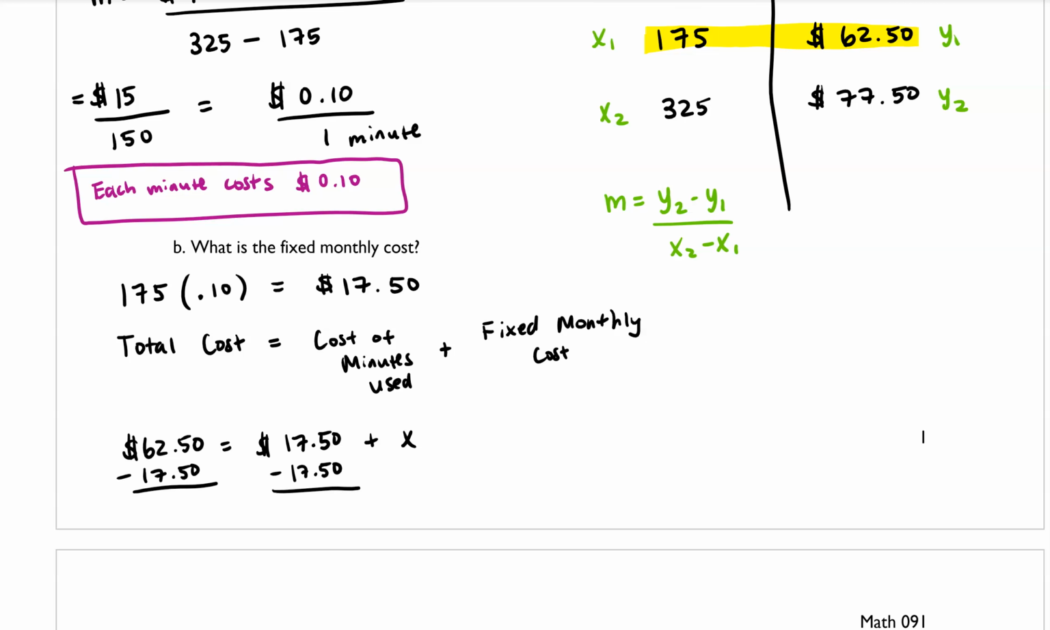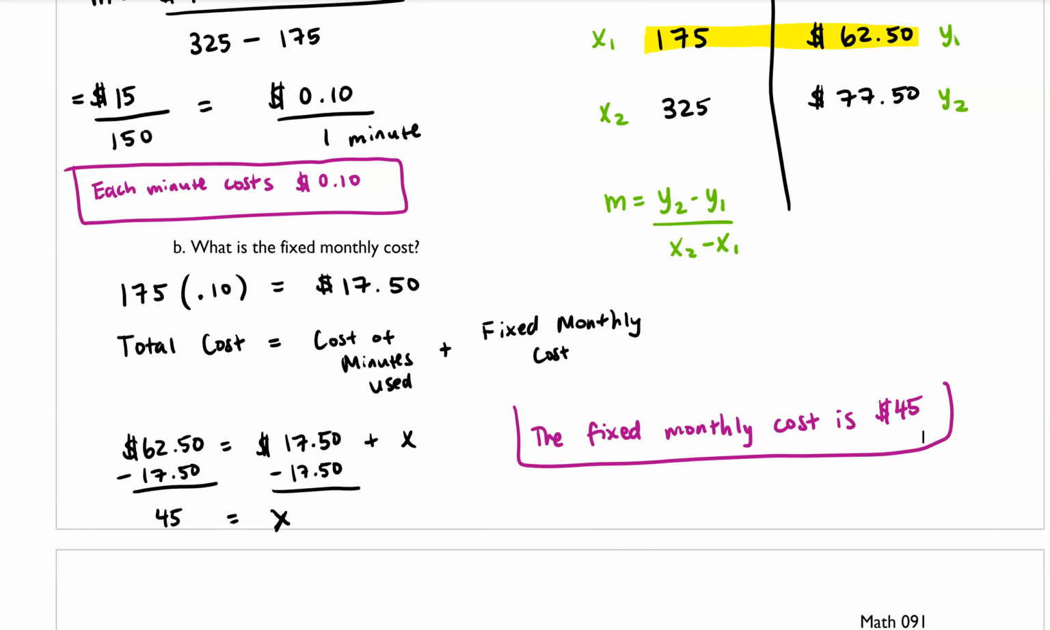So on the right-hand side, that just ends up being 0. So we're left with x. And 62.50 minus 17.50 is 45. So that means that the fixed monthly cost is $45.